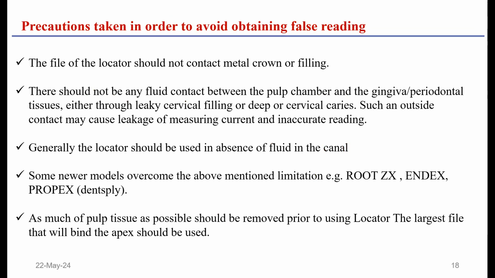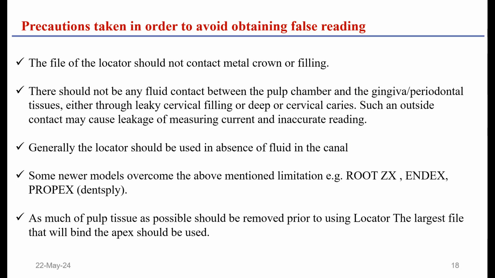So what are the precautions to be taken in order to avoid a false reading? The file of the locator should not be in contact with a metal crown or a filling. If you are doing an RCT or a re-RCT through the crown, if you are drilling the access cavity through the crown, you should make sure that your metal crown or a PFM is not in contact with the file. Otherwise you will get a false, premature reading. There should not be any fluid in contact, as I told you, but the latest ones will not matter much. Generally, the apex locator should be used in the absence of fluid.